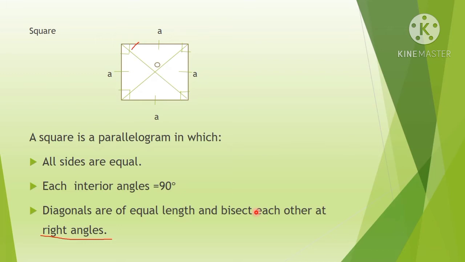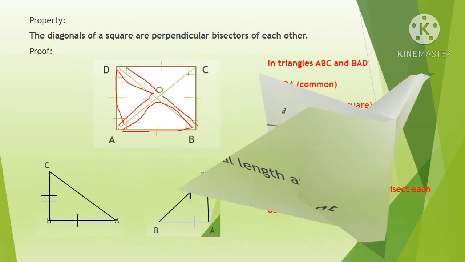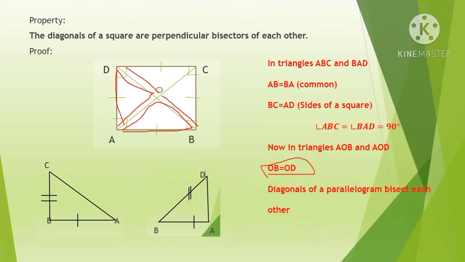Understood? Now let's see the property. So what is the property of a square, children? We are going to prove here that the diagonals of a square are perpendicular bisectors of each other. Perpendicular bisector of each other means at 90 degrees.